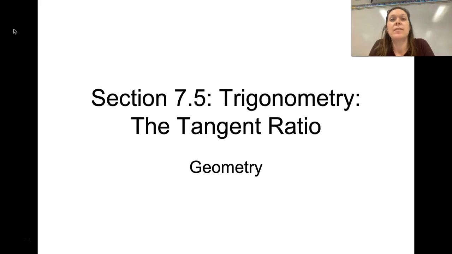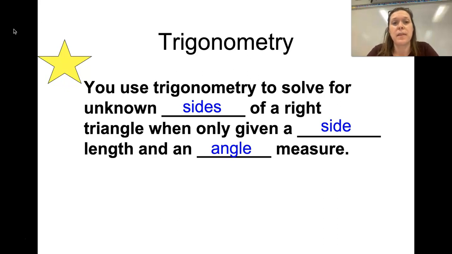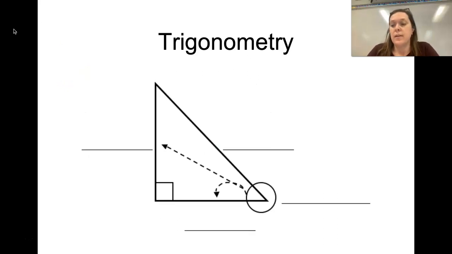So today we're going to focus strictly on the tangent ratio. You use trigonometry to solve for unknown sides of a right triangle when you are only given a side length and an angle measure. We talked about today in class, when we have a reference angle, we're going to label our right triangle in different ways.